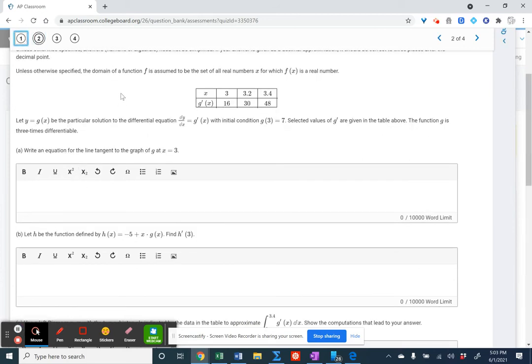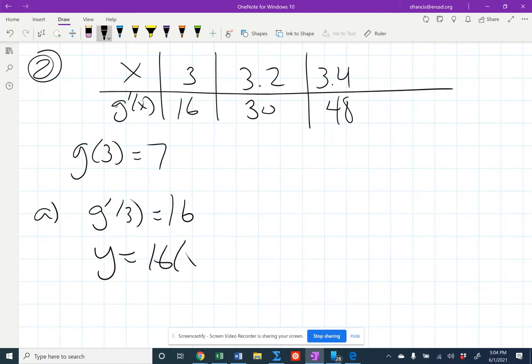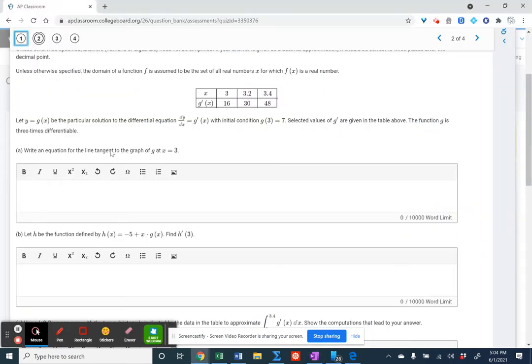Question number 2, this is non-calculator. Let y equals g of x be a particular solution to the differential equation dy/dx equals g prime of x, with initial condition g of 3 is 7. The values of g prime are given in the table above, and the function g is 3 times differentiable. Write an equation of the tangent line to the graph of g at x equals 3. I think most of us got this one right. Since g prime of 3 is equal to 16, this is just really writing 16 times x minus 3 plus 7. And like I said, most people got it right. It was a 1-point question. It's really straightforward. But they ask those sometimes. Get them right.